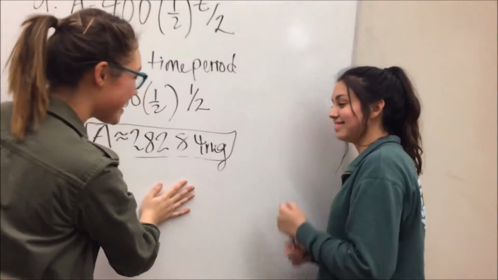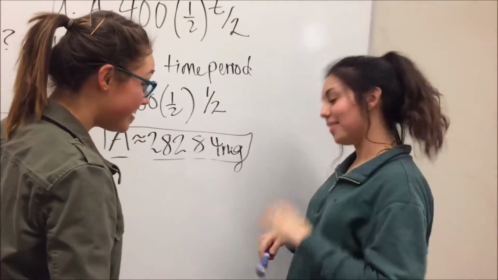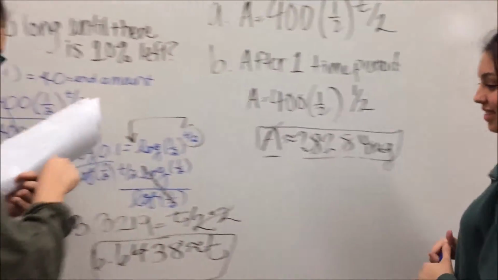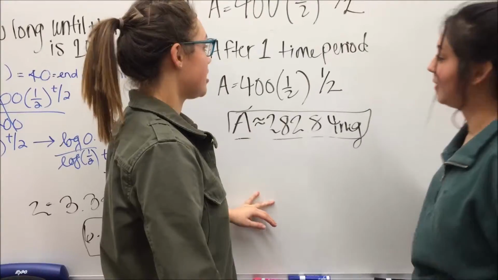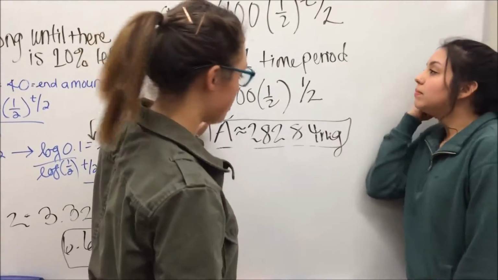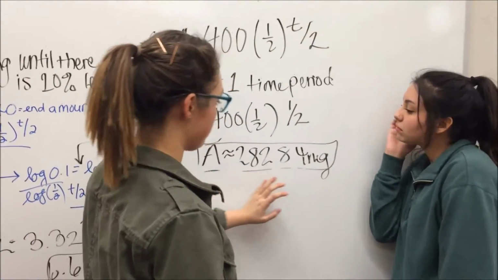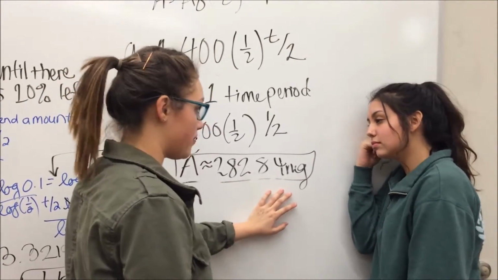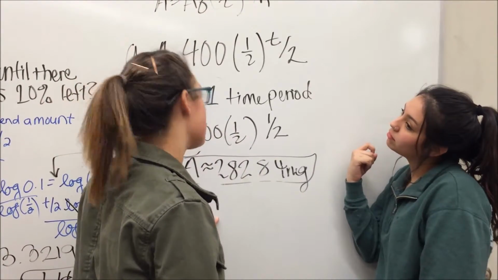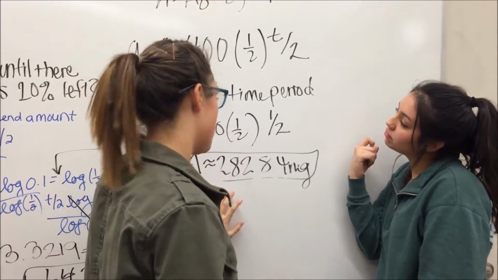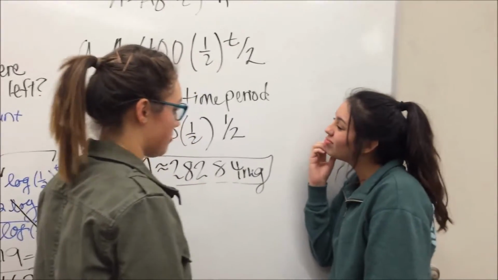Nataysia, did you hear any of that? Yeah. So how does this help me? So this helps you by, after one time period, you'll have 282.84 milligrams left in your body. So let's say your time period was like an hour, which is what we set this for. Then that's how many milligrams would be left in your body.